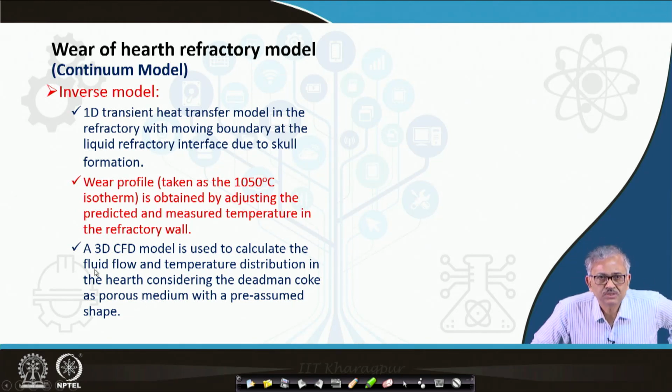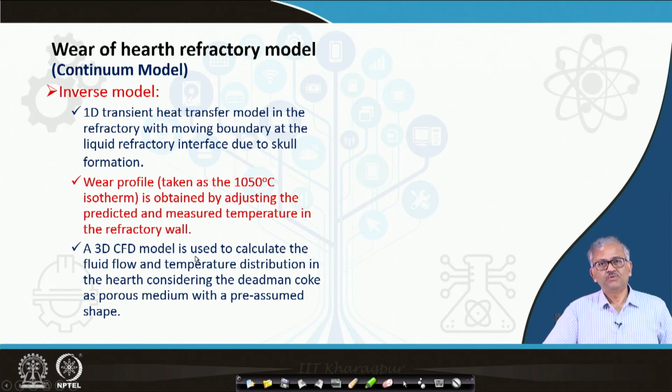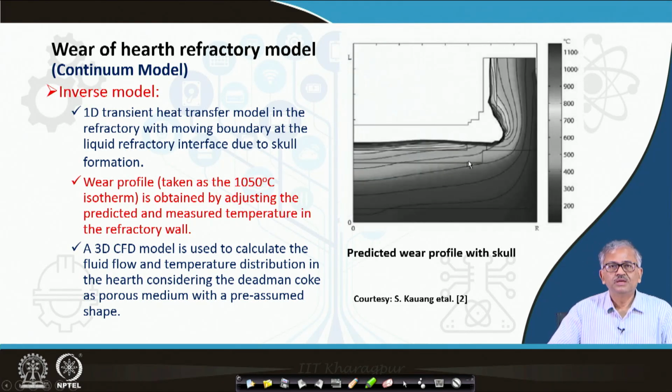A three-dimensional CFD model is done basically to calculate the temperature distribution in the liquid, and it is solved in conjugation with the one-dimensional transient heat transfer model in the refractory wall, and by inverse modeling you can calculate the wear of the refractory. So this is the predicted wear profile with a skull. You can find here the wear of the carbon refractory.